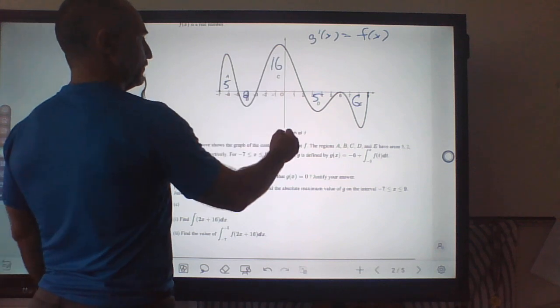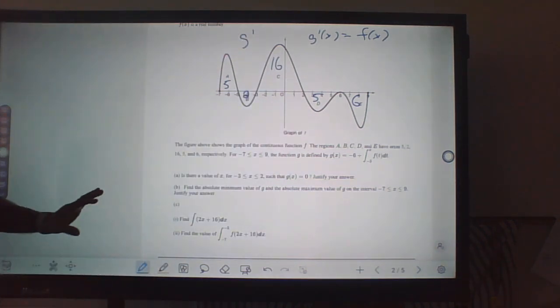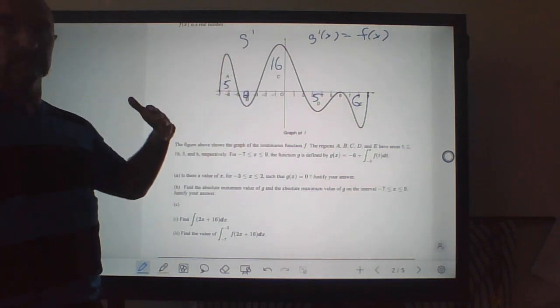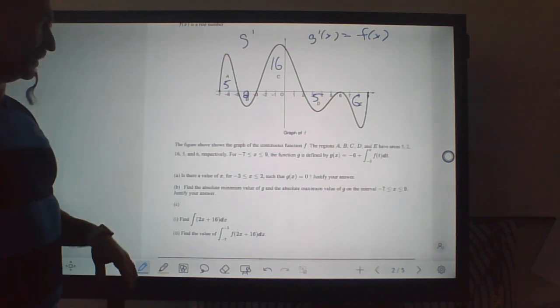So this whole graph, which is a graph of f, it's also g prime. So I'd like to write that over there so I know. Sometimes they ask me questions about f, sometimes they ask me questions about g, sometimes they ask me questions about g prime, so having this labeled kind of helps me organize my thoughts.